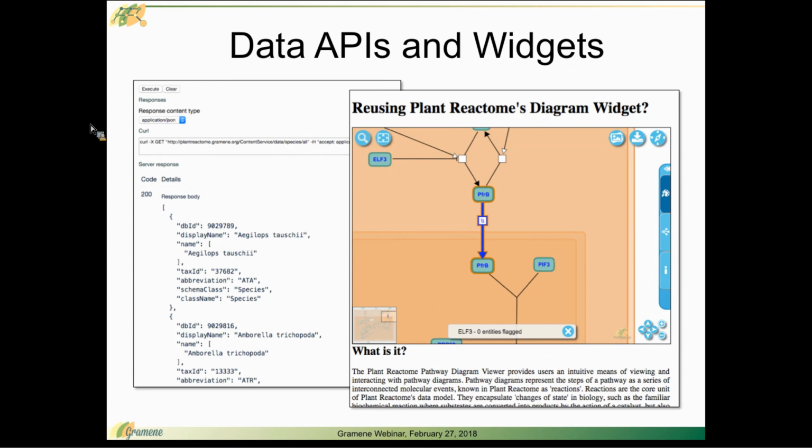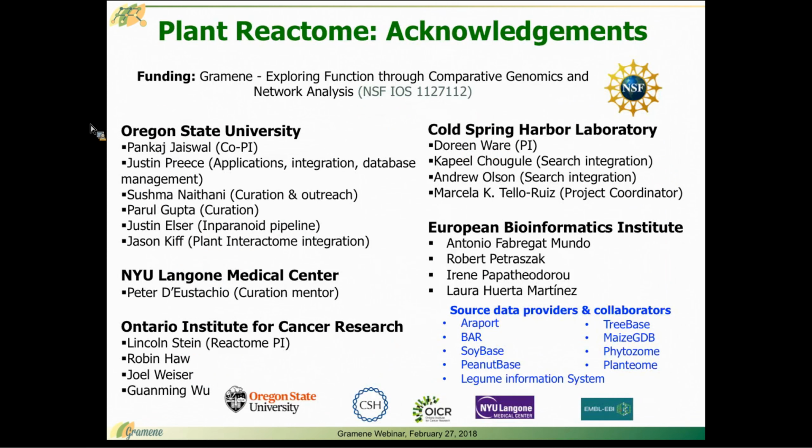With that, I would like to thank the many, many people who are working together to make Gramene possible and to make the Plant Reactome possible at Oregon State, at Cold Spring Harbor, EBI, NYU, and at the Ontario Institute for Cancer Research.